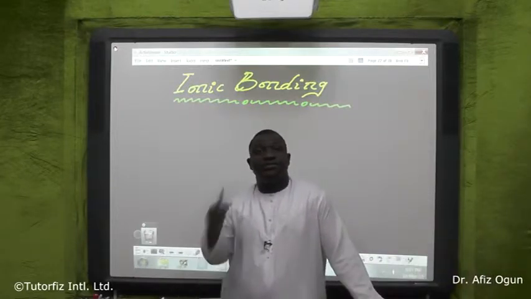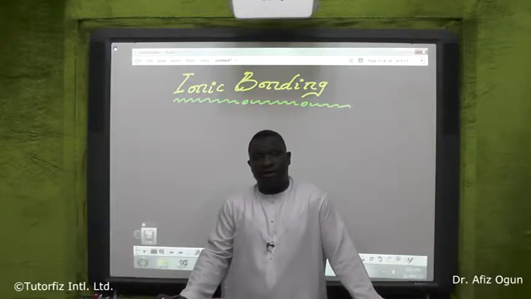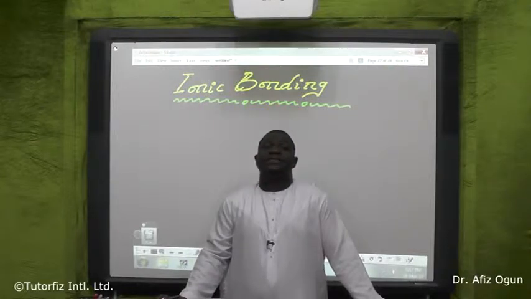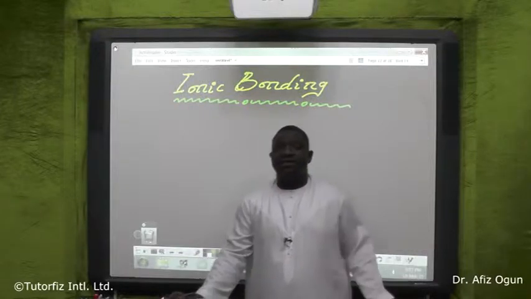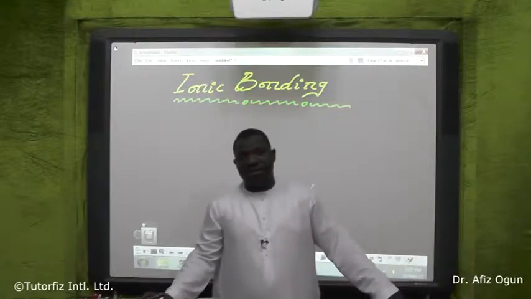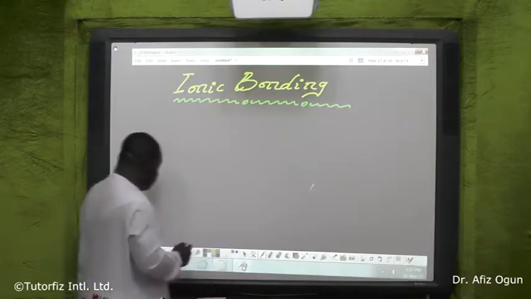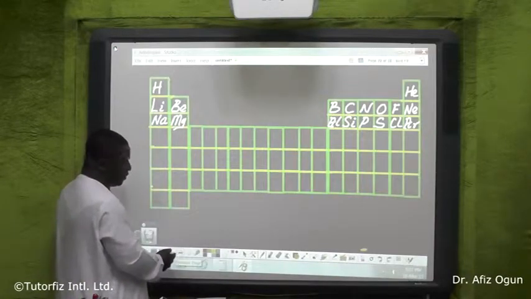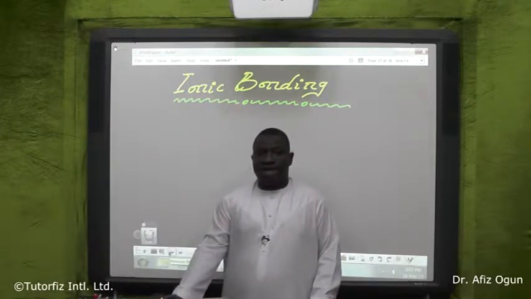Good day, students. Today, as you can see on the board, we are going to talk about ionic bonding. Of course, you know right now that we have lots of elements, at least about 118 of them discovered in our universe as at now. All these elements are arranged in a table known as the periodic table. We've just talked about this.